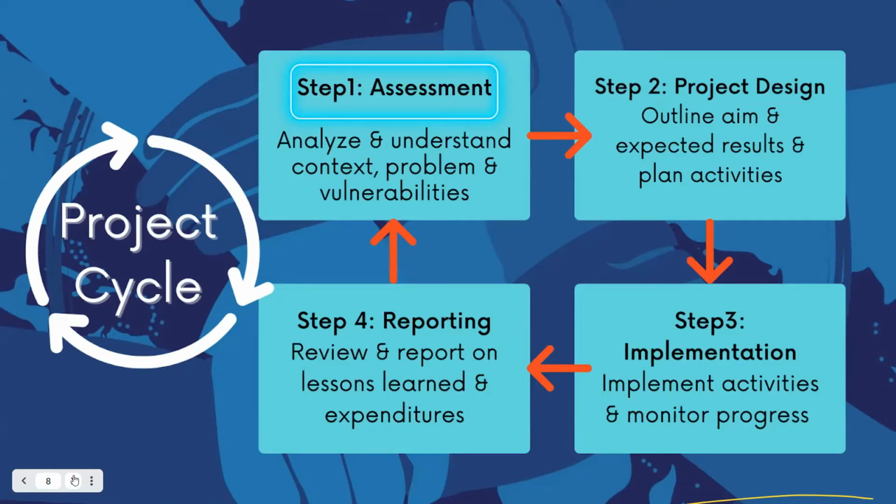Then the third step is the implementation. Implementing an activity and monitoring or tracking the progress of your implementation is very crucial. And then the fourth one is reporting. Here it involves reviewing how your implementation went, documenting learning from the experiences, and reporting on the lessons that you have learned and the expenditure to your donors and also to the community that you are accountable to.